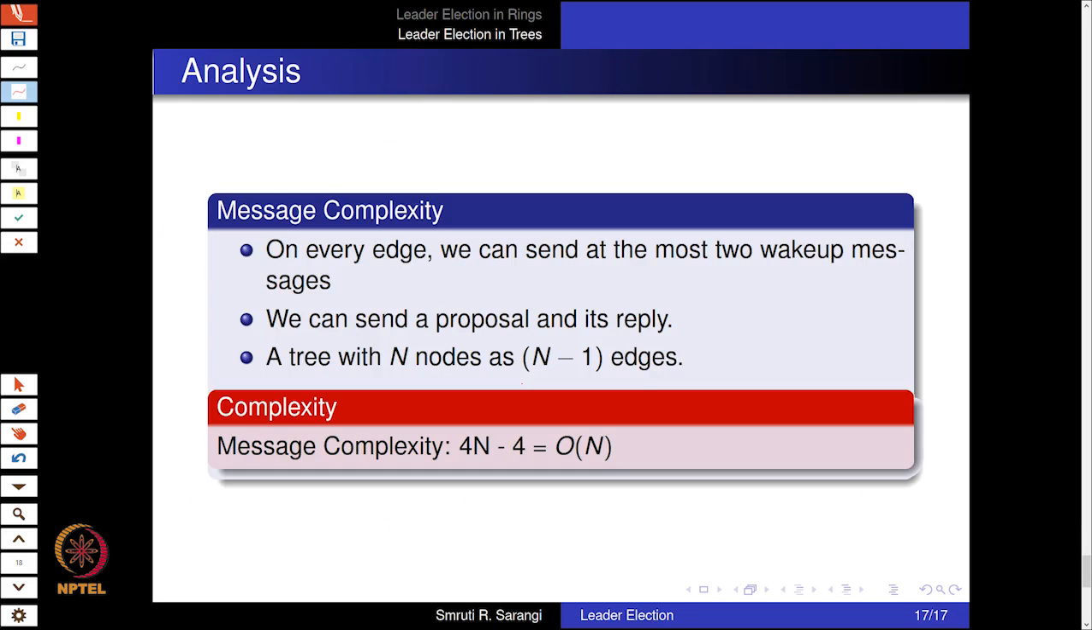So what is the message complexity? Well, on every edge, we can send at most 2 wake up messages. We can send a proposal going up to the parent and the reply, which basically means with an n node tree, we will have n-1 edges. So the maximum number of messages is 4 times this, because as I said, 2 wake up messages in both directions and a leader proposal and a reply. So it's 4n minus 4, which is order n.